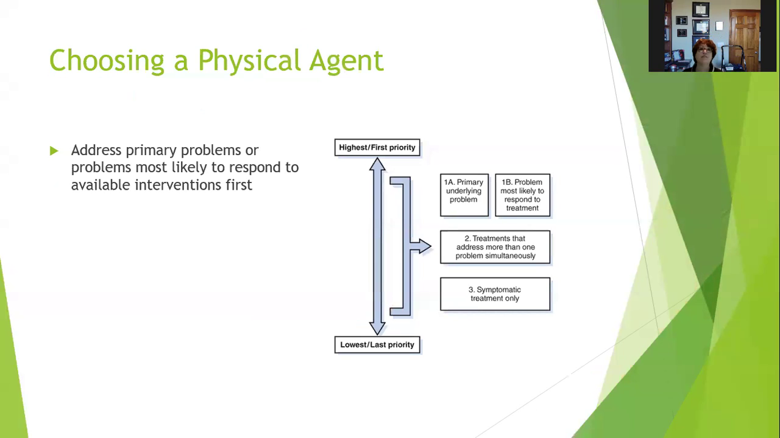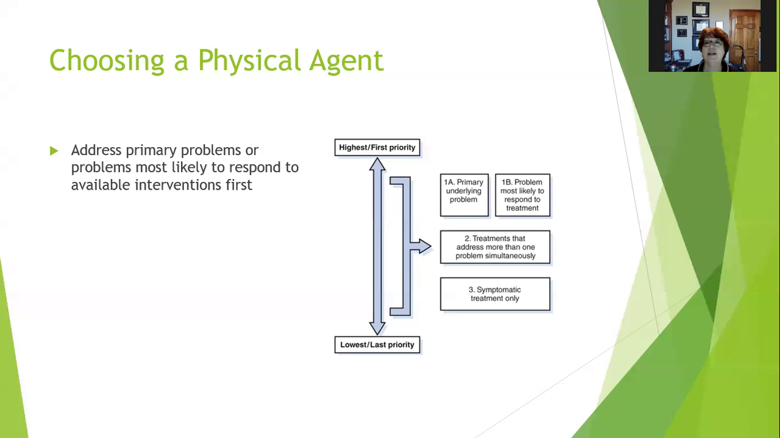So when you are choosing a physical modality, you want to address either their primary problem or the problem most likely to respond to available interventions first. So the highest priority things are things that are most likely to respond to treatment or that are the underlying problem that are causing the issues. Using treatments that address more than one problem simultaneously are useful. Like ice addresses edema, inflammation, and bleeding. So it addresses three things.